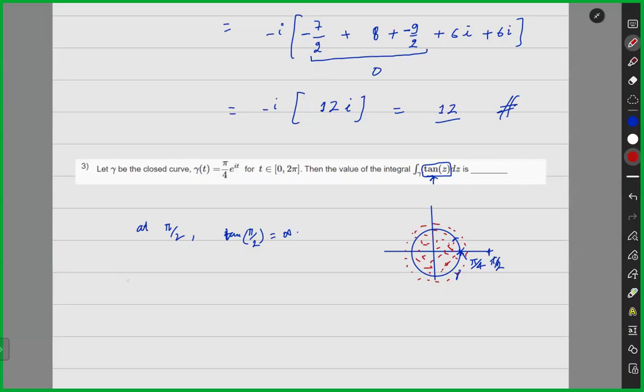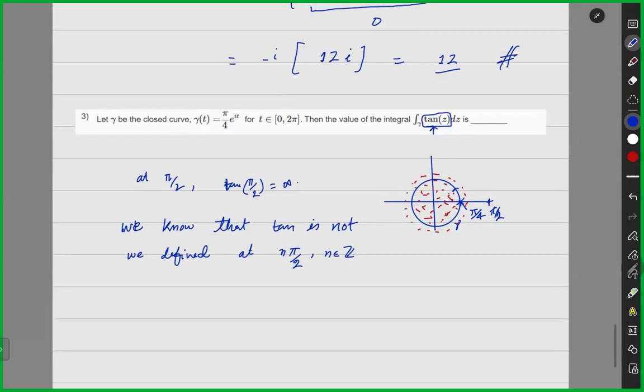So what we can do, so we know that tan is not an entire function, or the tan function is not well defined at multiples of pi by 2, means n pi by 2, where n belongs to Z. Why I'm writing this is just because, if you know, tan z is equal to sin z by cos z, and cos z becomes 0 when z is equal to n pi by 2. Is this fine?